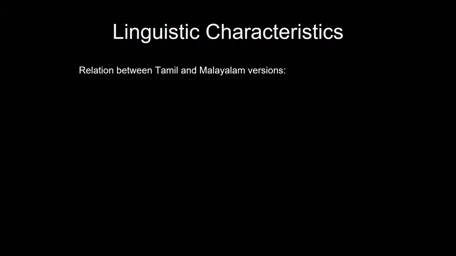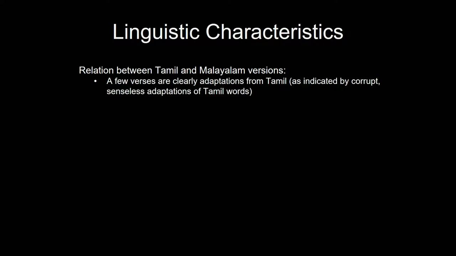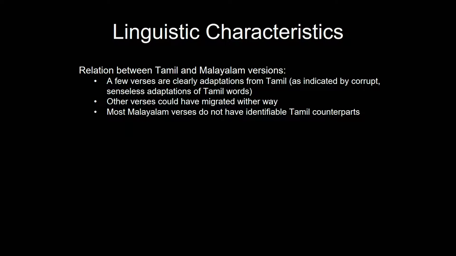Linguistic characteristics. A little bit about the relation between the Tamil and the Malayalam versions. So there are a few verses that are clearly adapted into Malayalam from Tamil. These are very similar languages that split, according to most researchers, around the 10th century. And this is indicated by corrupt, senseless attempts to write poetic terms from Tamil. Other verses that are common to both sides could have migrated either way, and in fact, most verses do not have identifiable Tamil counterparts. So there is a lot of independence and variety.